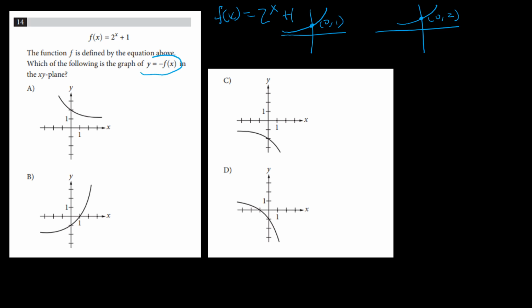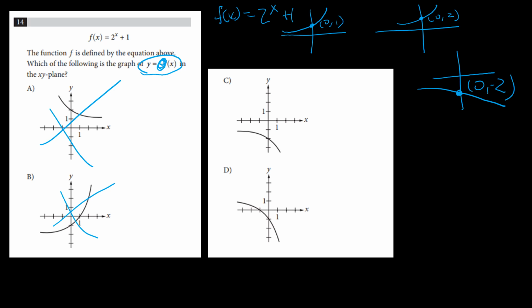And now finally, we're going to flip that over the x-axis because we're making y negative. So if we flip that guy down, I don't need to know anything else other than we're hitting at 0, -2. Let's eliminate A, B, D. Just left with my answer, answer choice C.